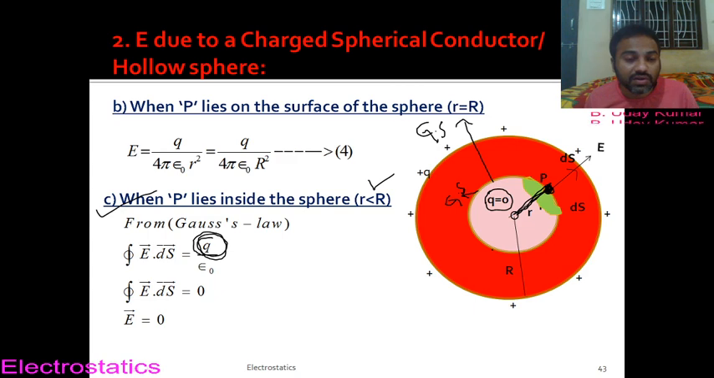If you substitute 0 in place of q, you get integral E dot ds is equal to 0. And you already know the formula for integral E dot ds, that is E times 4 pi r square. Sending 4 pi r square to the right hand side, you get E equal to 0. The electric field intensity becomes 0 in this case. That means you choose any point inside the spherical conductor, whatever point you want, and at that point the electric field intensity will be 0.